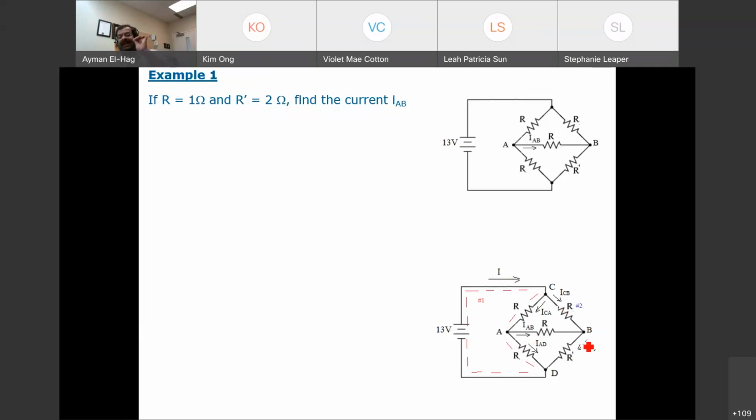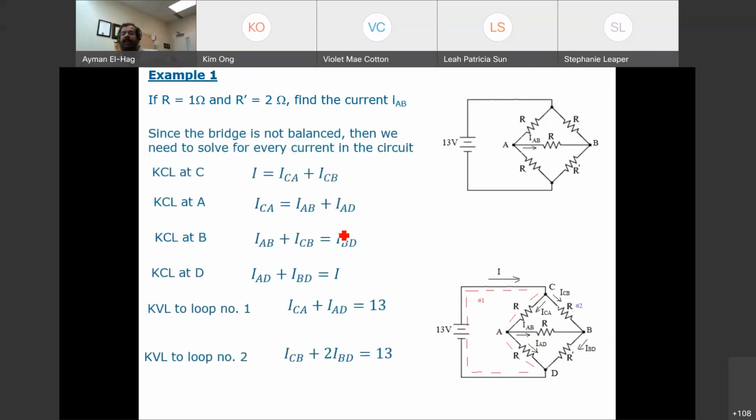If I have 6 unknowns, then I need 6 equations. Without going into any details, these are the equations. We apply KCL at C, KCL at A, KCL at B, and KCL at D. So for example, KCL at C says I is equal to ICA plus ICB, etc. And then we apply KVL. We choose 2 loops, this loop and the outer loop.